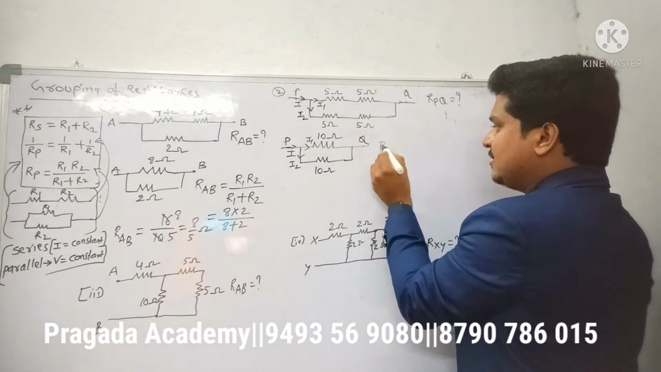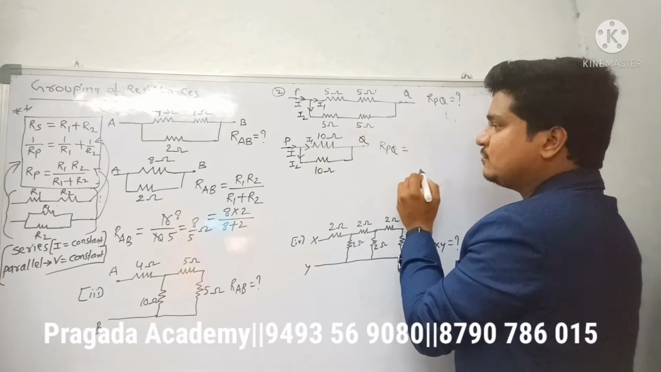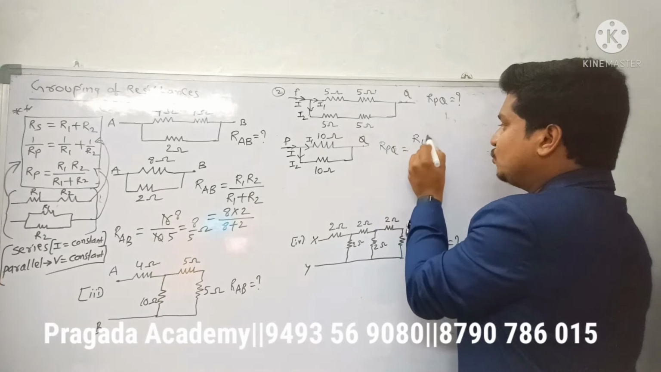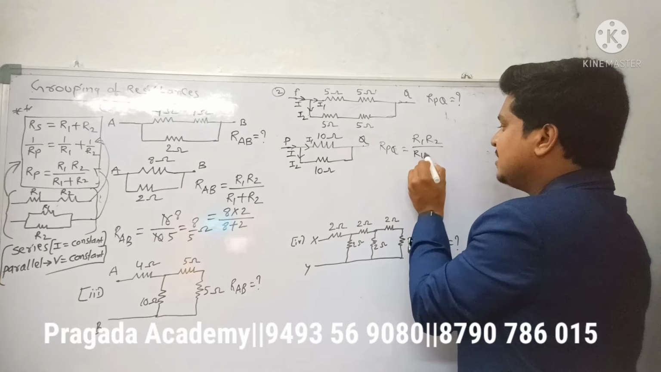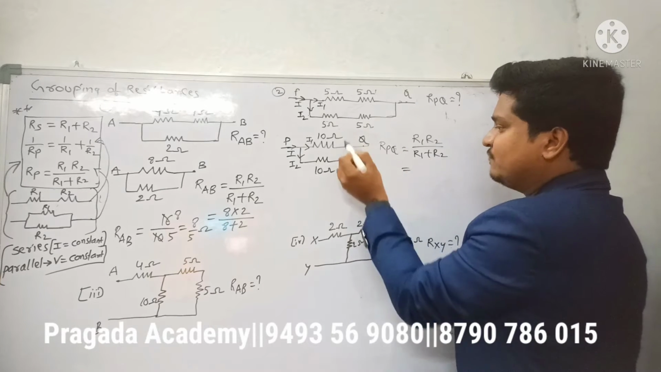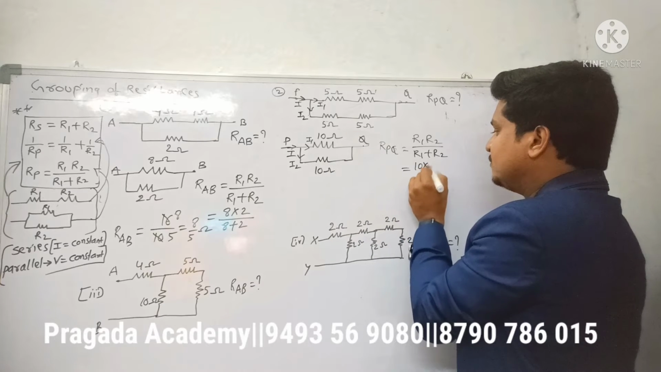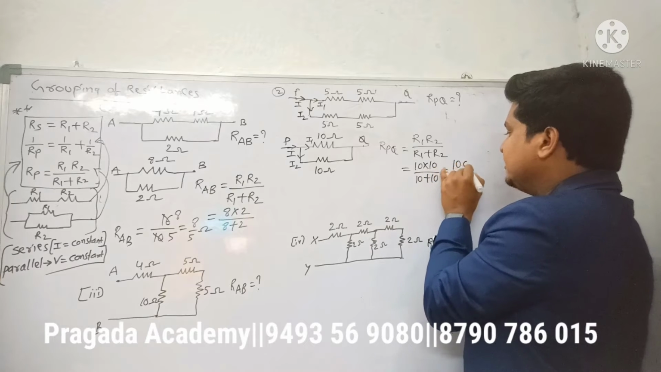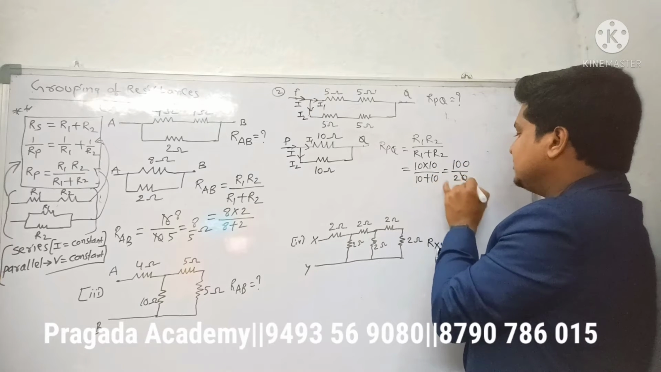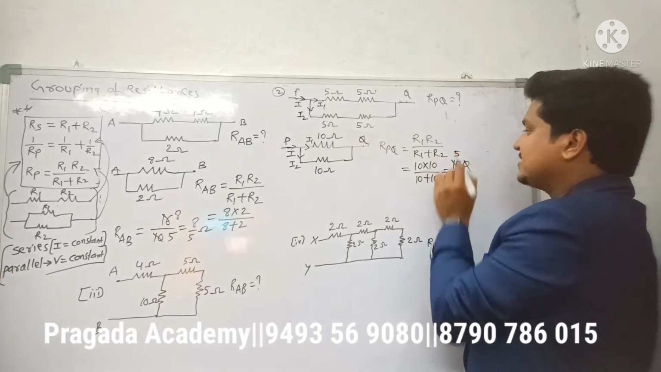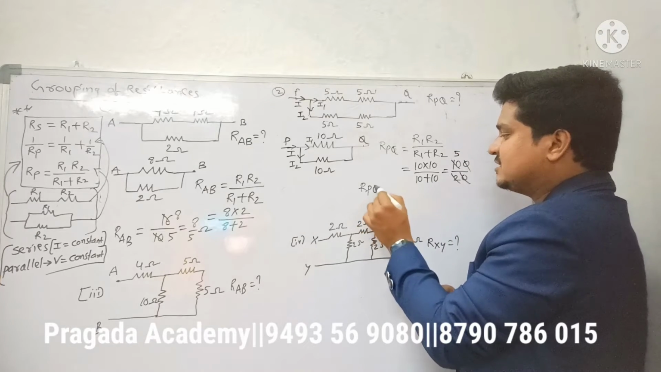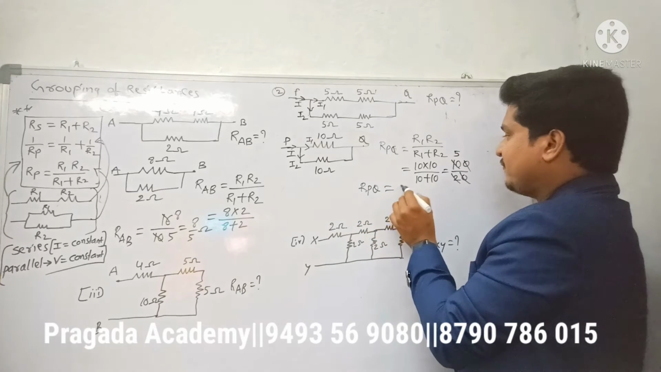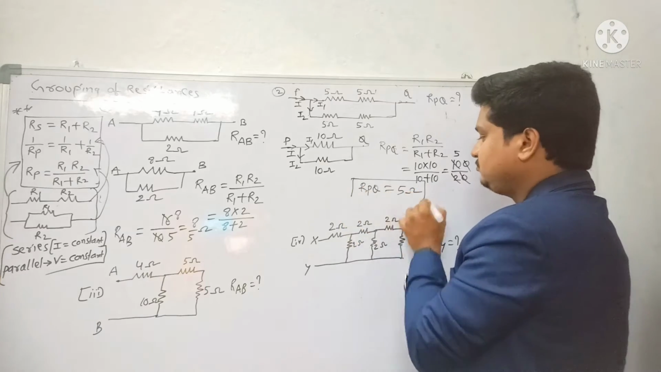So we need to apply the equivalent resistance formula for the two resistors. RPQ is equal to R1 into R2 by R1 plus R2. Here the first resistor is 10 ohm, the second resistor is also 10 ohm: 10 into 10 by 10 plus 10. So you will get 10 into 10 is 100 by 10 plus 10 is 20, 0 0 cancel, 2 into 10 is 5 times, cancel. You will get the equivalent resistance between P and Q as 5 ohm.